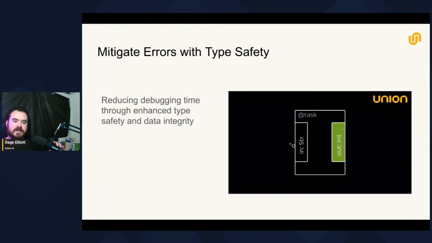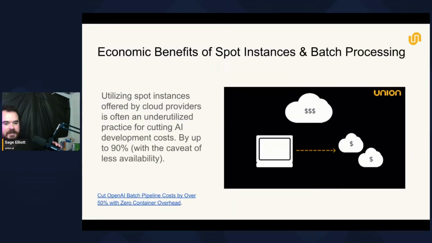Mitigate errors with type safety. Flyte and Union have built-in type safety. So when you're defining your Python functions or tasks, you have to define the input types and the output types. That can also save you some headaches at runtime, finding out whether you made an error or not.